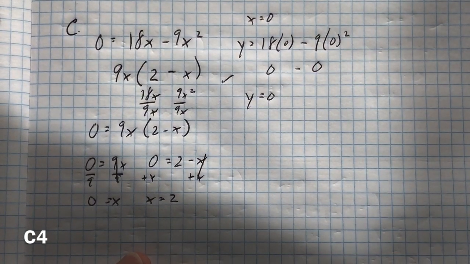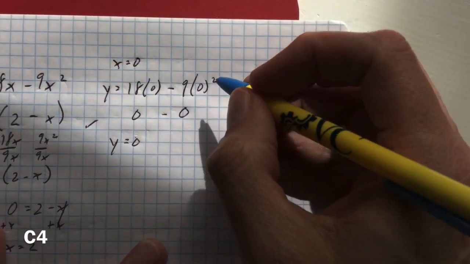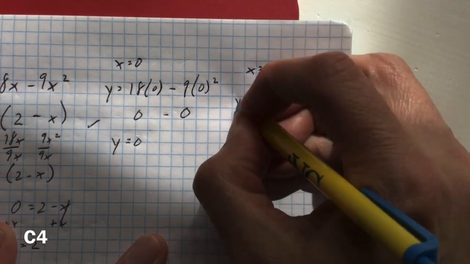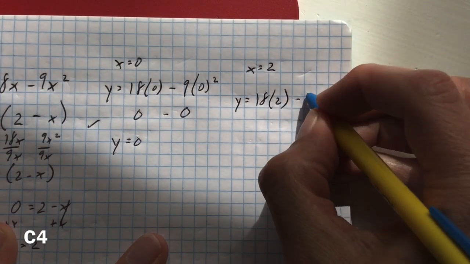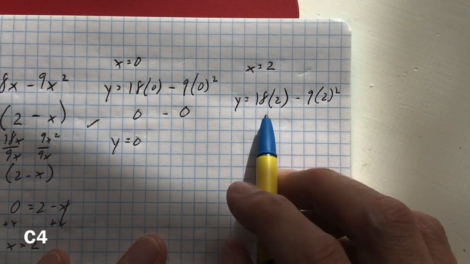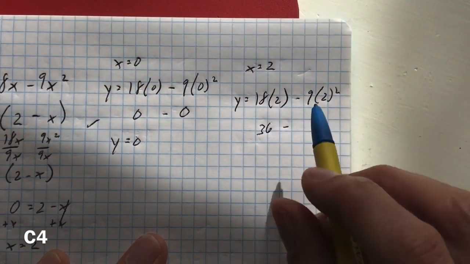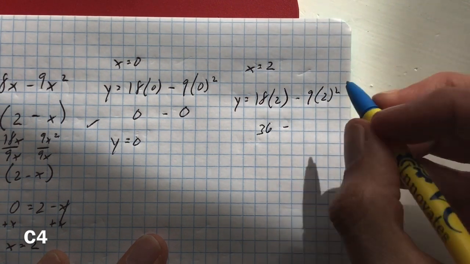So that checks. The other one we have is putting in 2. So in this case, I will do x equals 2. Y equals 18 times 2 minus 9 times 2 to the second power. All right, so 18 times 2, that's going to be 36, minus, remember here, if I'm going to have 9 times 2 to the second power, that means 2 to the second power is going to be 4.